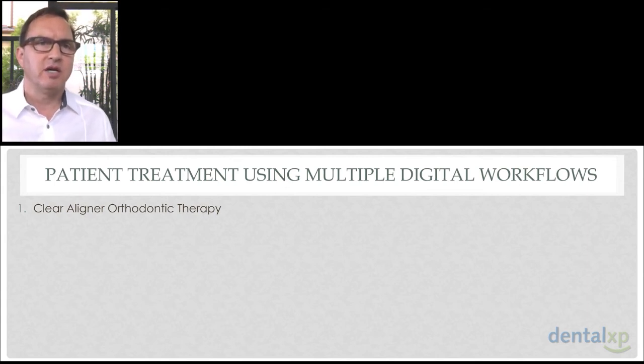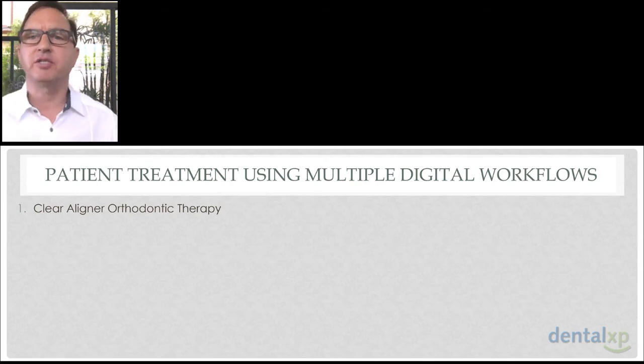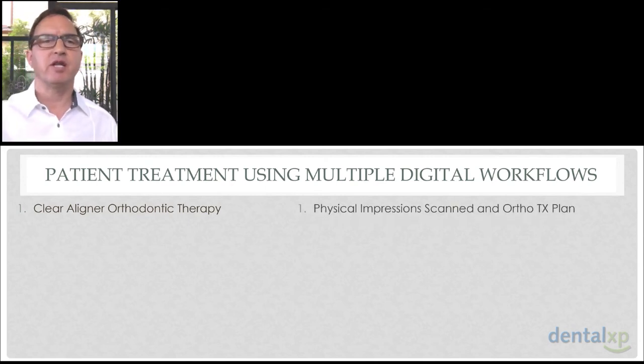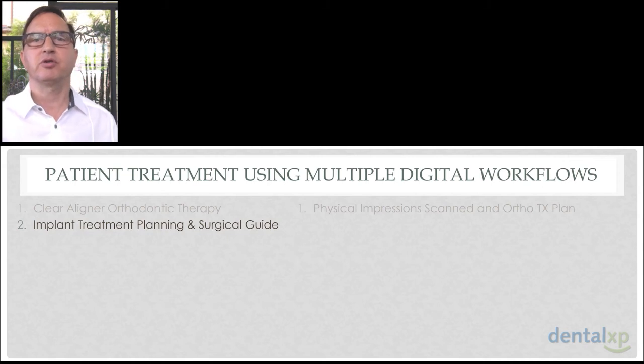The first I mentioned was clear aligner orthodontic therapy. How do we accomplish that? Well, physical impressions are scanned and we generate an orthodontic treatment plan. Next, we have a treatment plan for implants, and we would like to order a surgical guide.